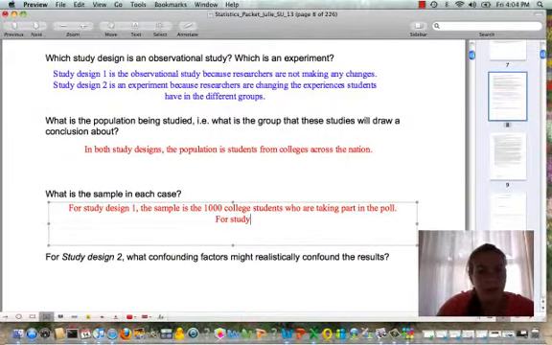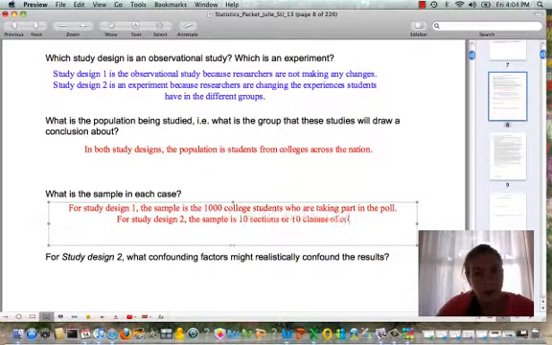So for study design 2, the sample is 10 sections, or we should say 10 classes, of college students across the nation.